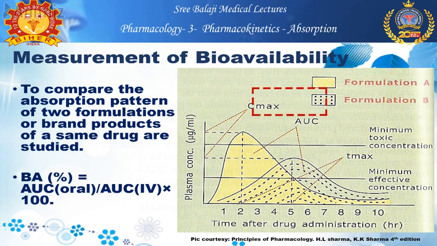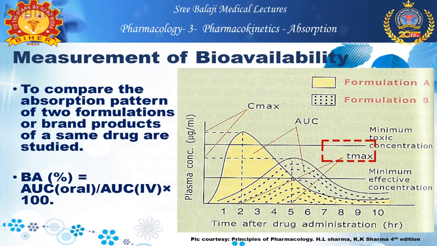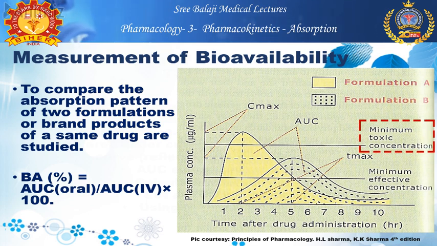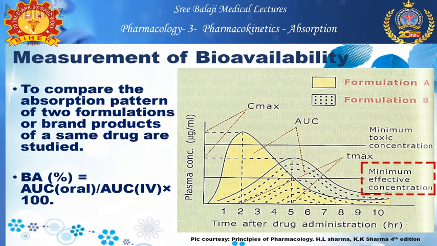So we learned that C max is the maximum concentration, and the area under the curve is below the curve, which is used for calculation. Then T max is the time where the plasma concentration reaches its peak. So we have the minimum toxic concentration, beyond which, when the drug reaches that plasma concentration, it will be toxic. Then we have the minimum effective concentration, below which, when the drug level falls, the effect will decline.